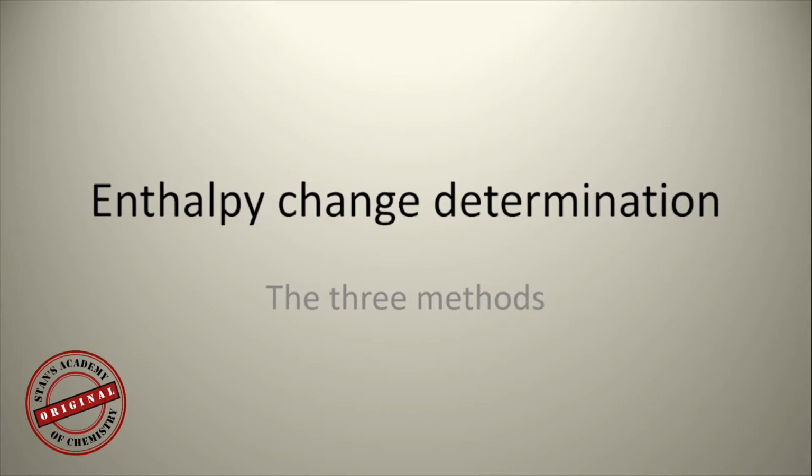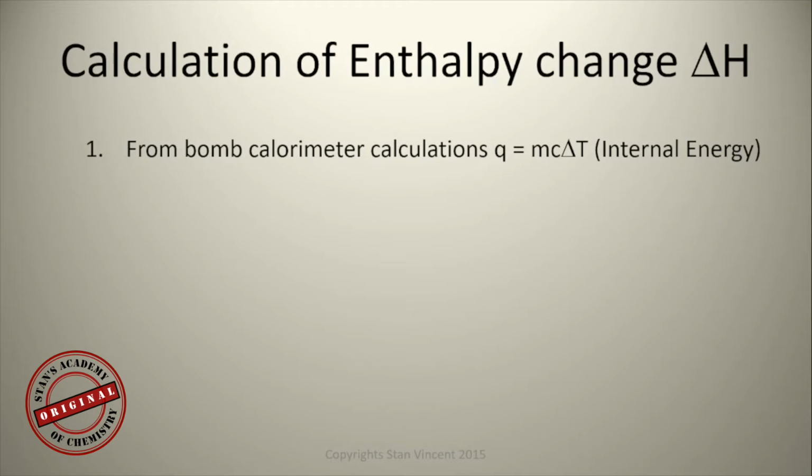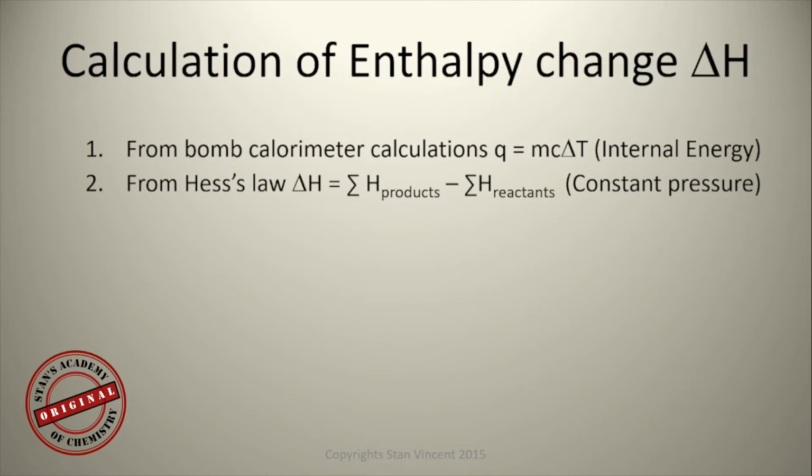Here we are going to determine the enthalpy change, and primarily there are 3 methods used to determine heat change or enthalpy change. One is from the bomb calorimeter. If you use a closed system like a bomb calorimeter, the enthalpy change is usually referred to as internal energy because heat change at constant volume is considered internal energy. The second one would be determining enthalpy change at constant pressure, and usually we use Hess's law for that.